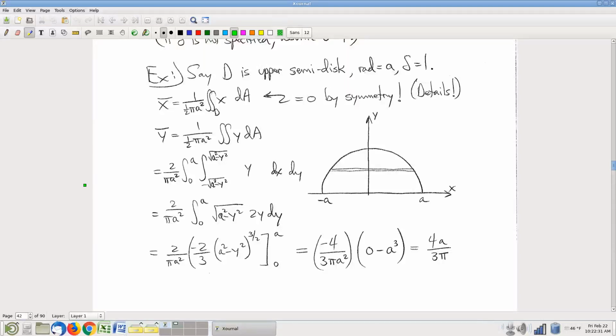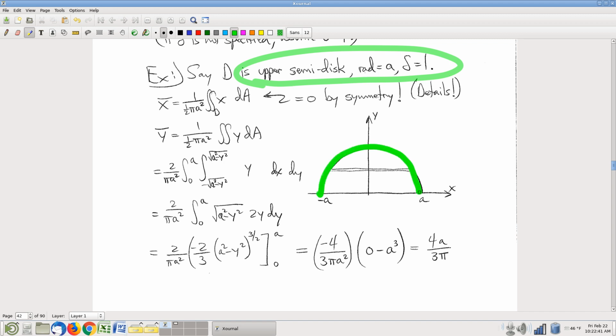Okay, so here's where we were last time. We were talking about how to compute centroids, and we're looking at this example where we have the upper semi-disk of radius a. So that's this shape here, and density being 1. By the way, a reminder: if the density is not given, if they just say, what's the centroid of this geometric figure? Assume the density is 1. That's what that means. Okay.